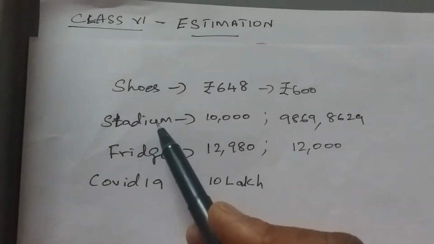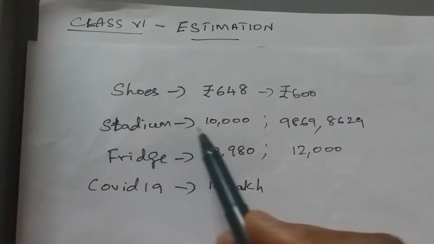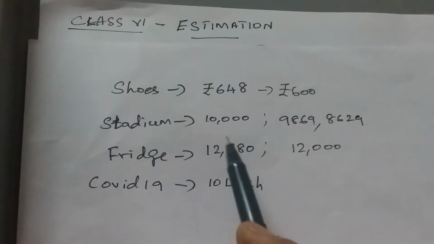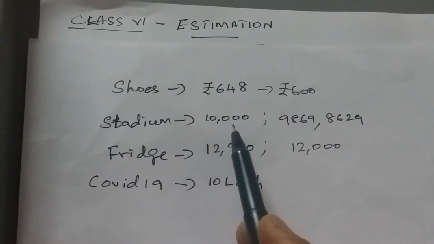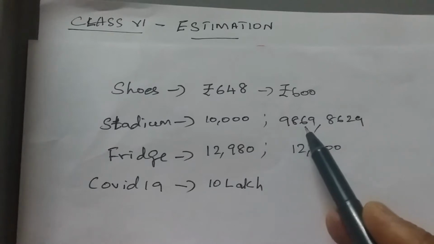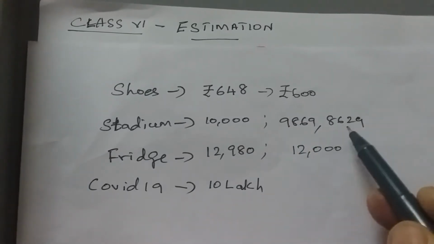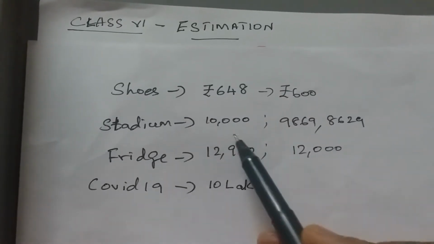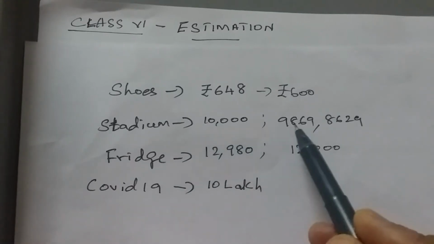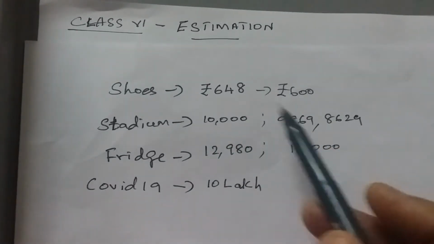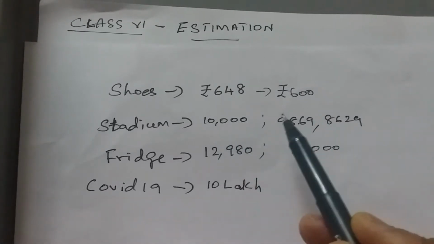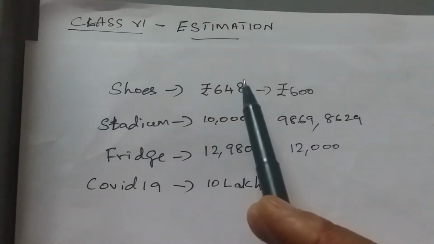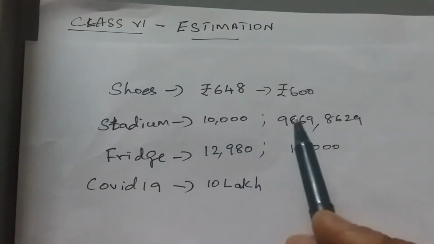Suppose nowadays we see in the TV news and paper news that a cricket match was watched by 10,000 audience in the stadium. What does it mean? Does it mean there were exactly 10,000 people in the stadium? It may be around 9,869 people, or 8,000 something, or even around 11,000 something. But 10,000 is the nearest value, even if it is 11,000 or 9,000, to the exact number of people in the stadium. So what is estimation? It is the nearest value of the original number.